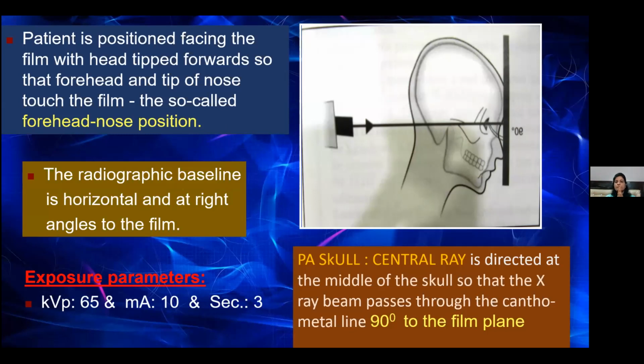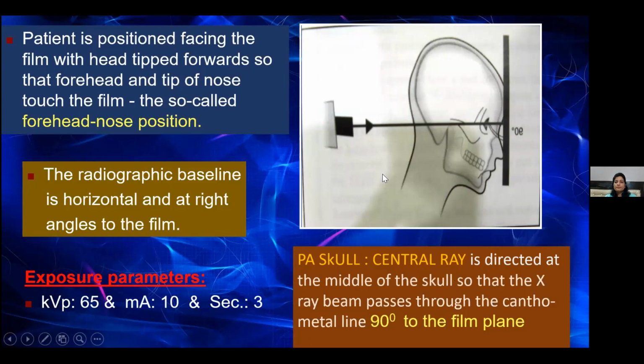Image receptor positioning, patient positioning. Exposure parameters: mostly extraoral radiographs will show exposure of 65 to 70 kVp, 10 milliamperes, and depending upon the time, you can have an exposure time ranging from 1 to 3 seconds. So where is the central X-ray directed? In the middle of the skull, so that the X-ray beam passes through the canthomeatal line, perpendicular to the image receptor.